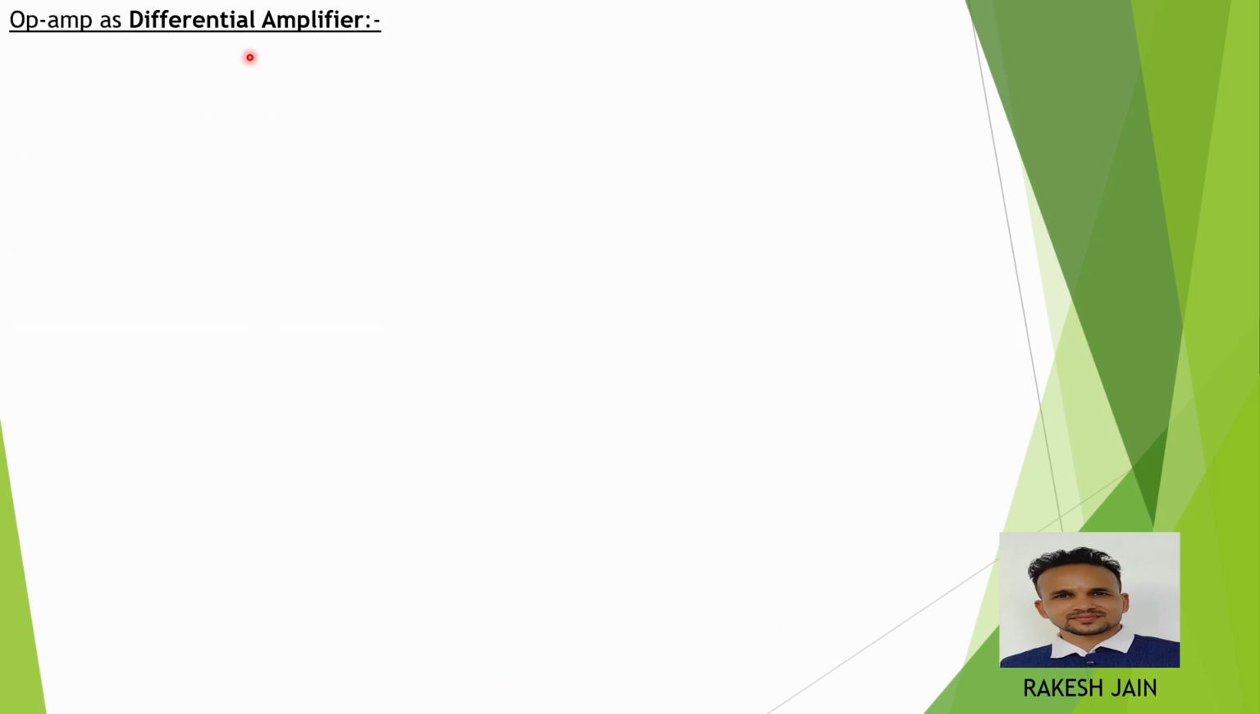Now operational amplifier as a differential amplifier. It means an amplifier which can present the difference but in amplified form. So output is equal to difference of the input with amplification.